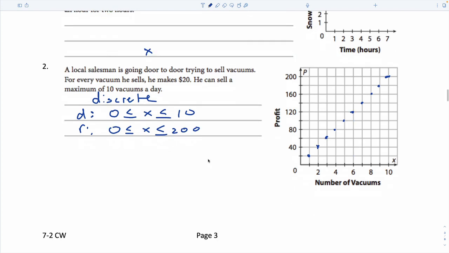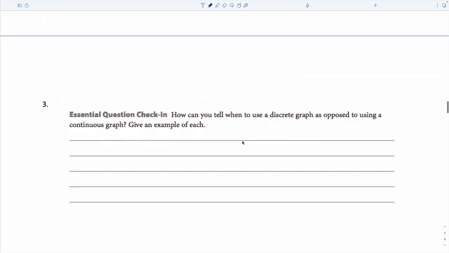Great. Number 3, I want you to think about how you can tell when to use discrete as opposed to continuous. Give an example of each. Think about when it would be possible to graph something that is continuous versus discrete, and give me an example. You might want to think about going to the store.